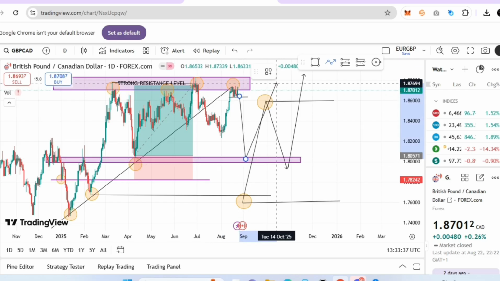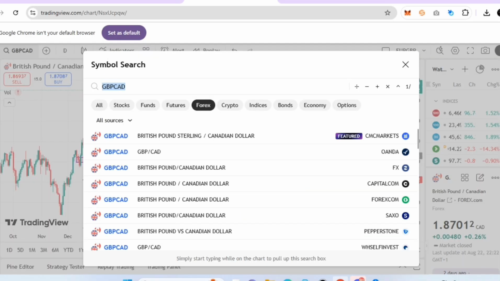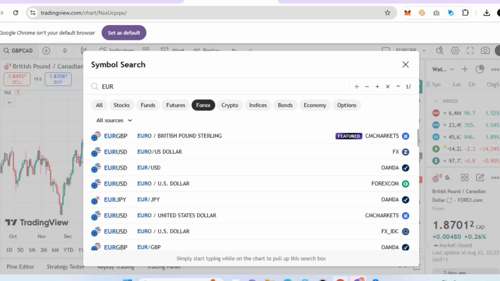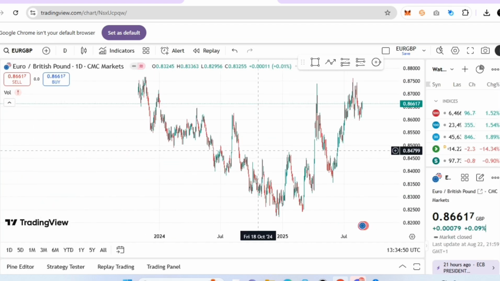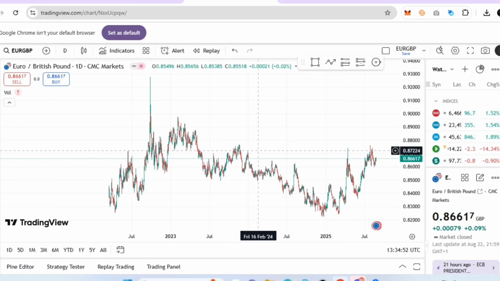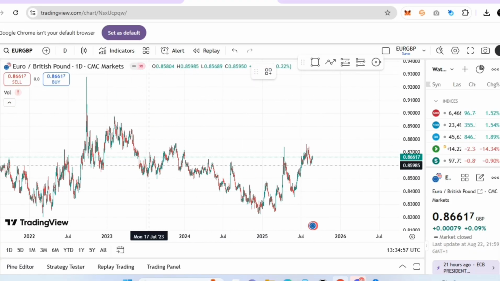Let's just go straight to, what's it called? EUR GBP. So EUR GBP. Now, here's the chart. We have the EUR GBP chart here, and the first thing is to identify the trend. But I want to show us something here.